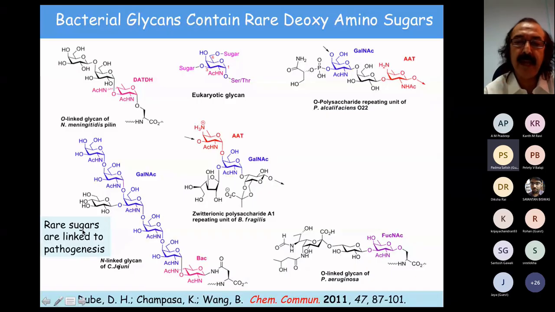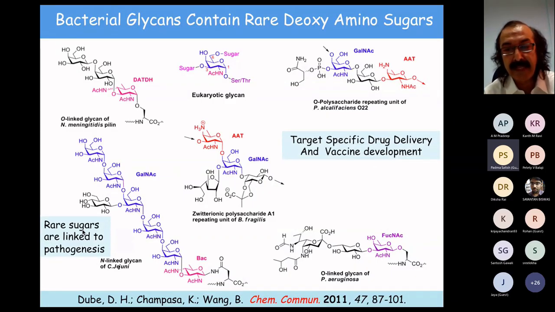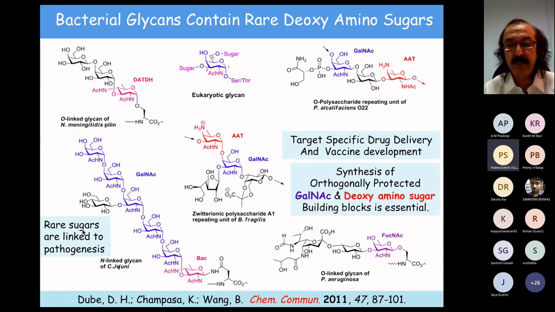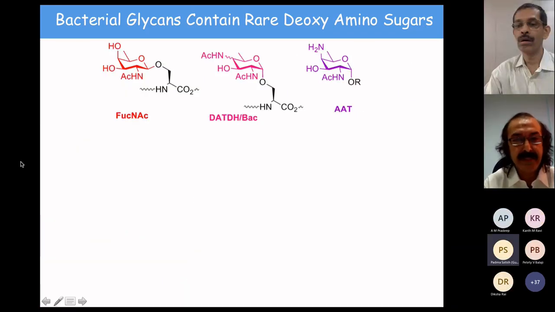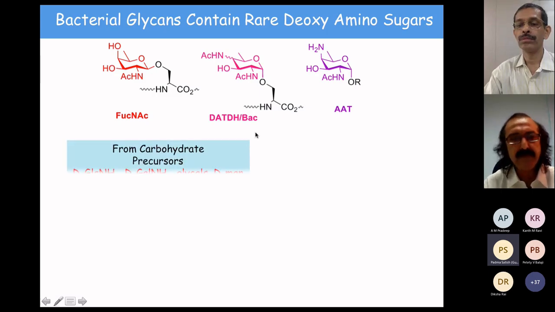And because bacteria have these sugars and we don't, they are excellent candidates for target-specific drug delivery and, more importantly, for vaccine development. And because we cannot isolate them in pure form from nature, and we need a lot of material for drug discovery, what is required is chemical synthesis to make these compounds. So this was the background of this review, and then we described the synthesis of these compounds.